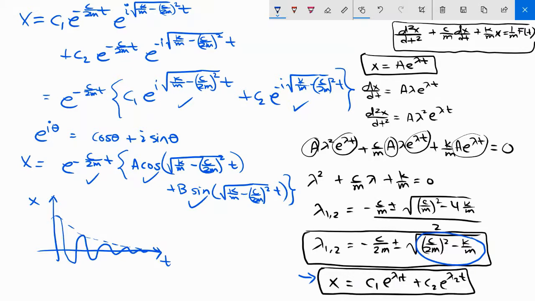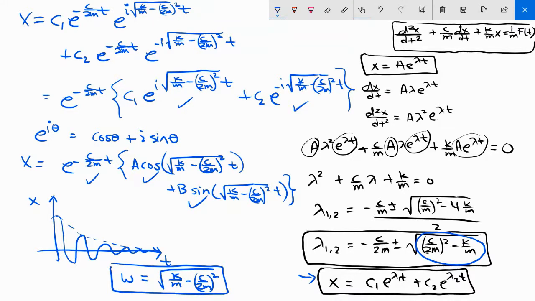And the frequency of this oscillation is equal to the argument of these sinusoidal terms. So that's going to be omega equals square root of k over m minus c over 2m, squared. So this is the damped oscillation frequency.